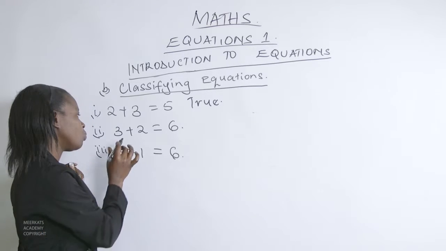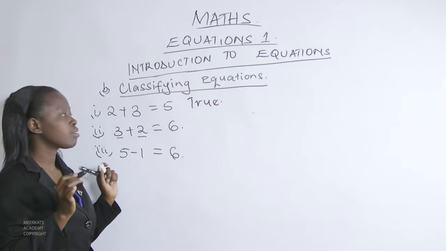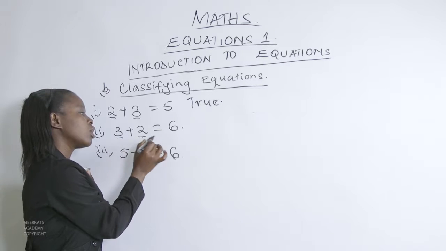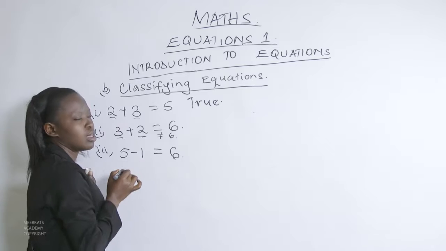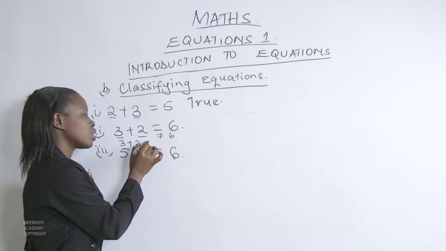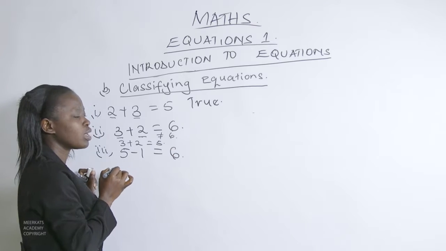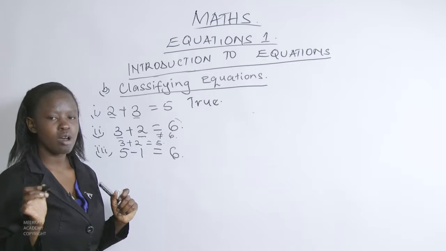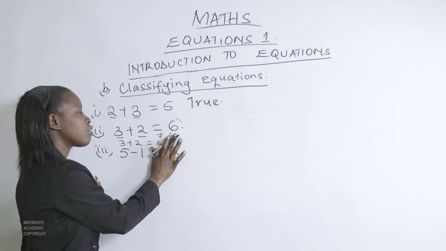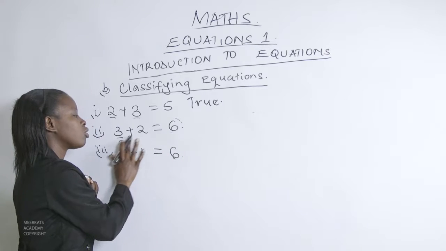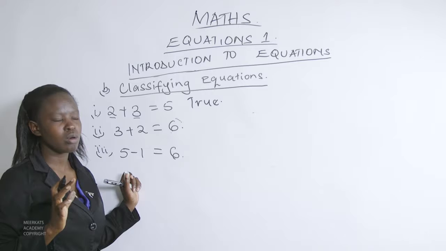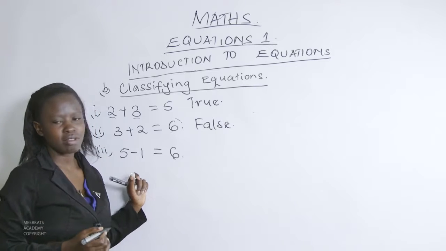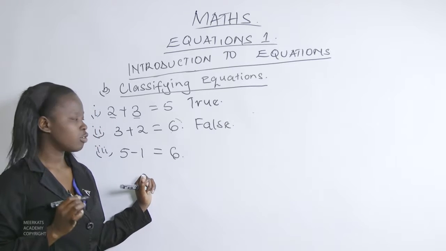3 plus 2 is just the same as 2 plus 3. So this means that 3 plus 2 is not equal to 6, but 3 plus 2 is equal to 5. So what does it mean? Even though this is an equation, the equation has a wrong working. So it means that this statement, 3 plus 2 is equal to 6, is a false statement, because 3 plus 2 should be equal to 5.